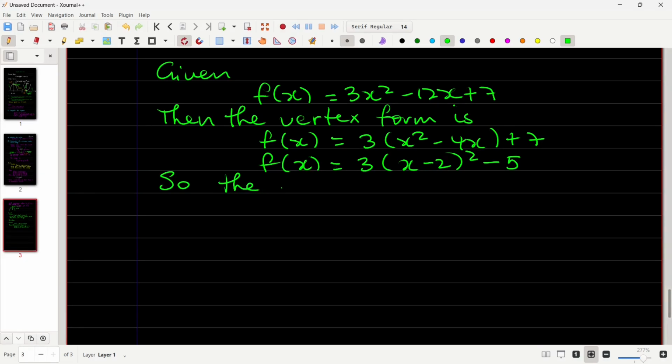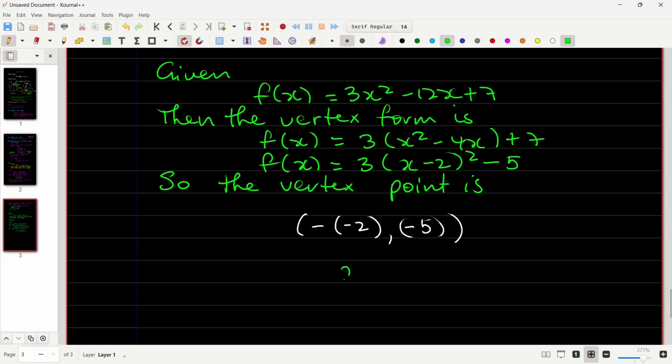So the vertex point is, well, negative h, k. So I'm just going to say, and again, let me do this in white so you can see what I'm thinking, negative h, k, right? And then I simplify and expand that out, and I'll get something like 2, -5, right? So that's my vertex point. Okay, and then I just simply have to write the statements at the end.